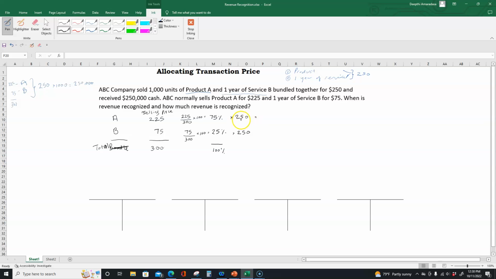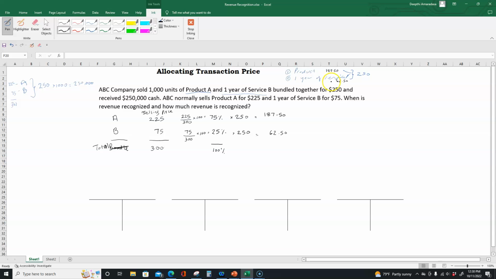Once you multiply 250 by 75%, you will get $187.50. And if you multiply 250 by 25%, you will get $62.50. So of this $250 that we sold the bundle for, $187.50 was for product A and $62.50 was for the 1 year of service.